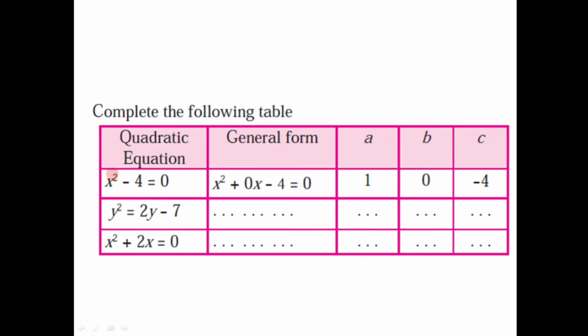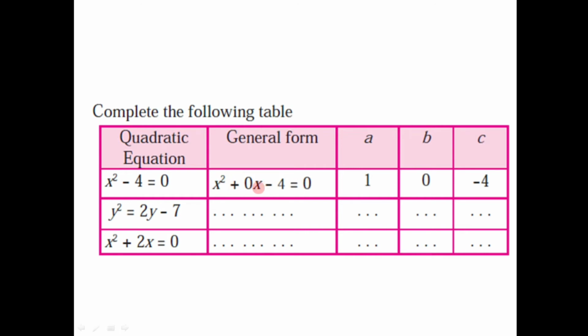The first example is given: x² - 4 = 0. As we can see here, the middle term is not given. So we can express the middle term as 0 into x, because 0 into x again gives 0. That will not make any change to the present form of the equation. So we have just expressed this as x² + 0x - 4 = 0.